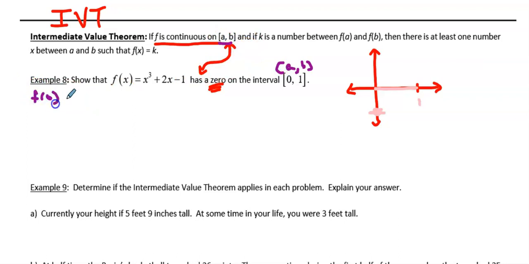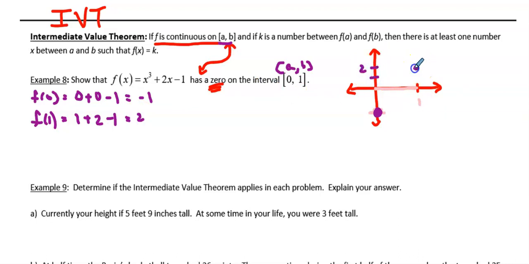So f of 0 is going to be 0 plus 0 minus 1, which is -1. And we've already defined that right there. We automatically knew that. And then f of 1 is going to be 1 cubed, which is 1, plus 2 times 1, which is 2, minus 1, and that's going to give us 2. So I know that f of 1 is going to be here at 2.